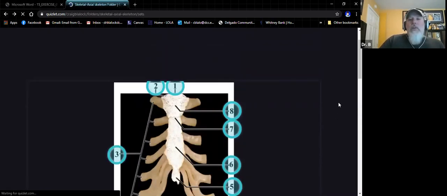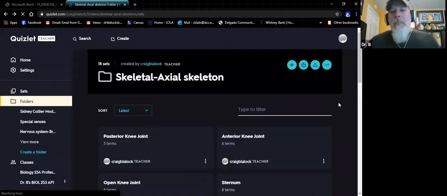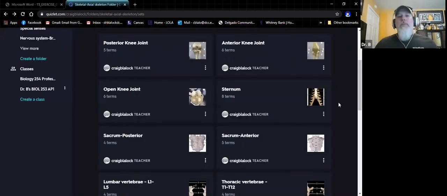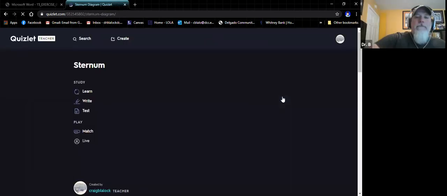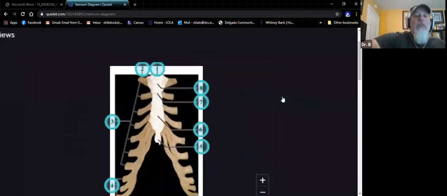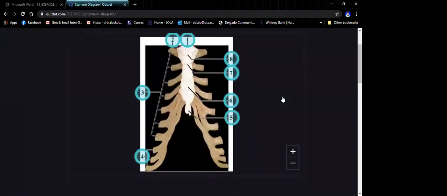Any questions on the sternum or any of the axial skeleton before we get into the knee joint? The ribs, I'm a little confused. Like you said, the true ribs are attached to that cartilage, right? And the false ribs are not. But no, the false ribs attach to cartilage.